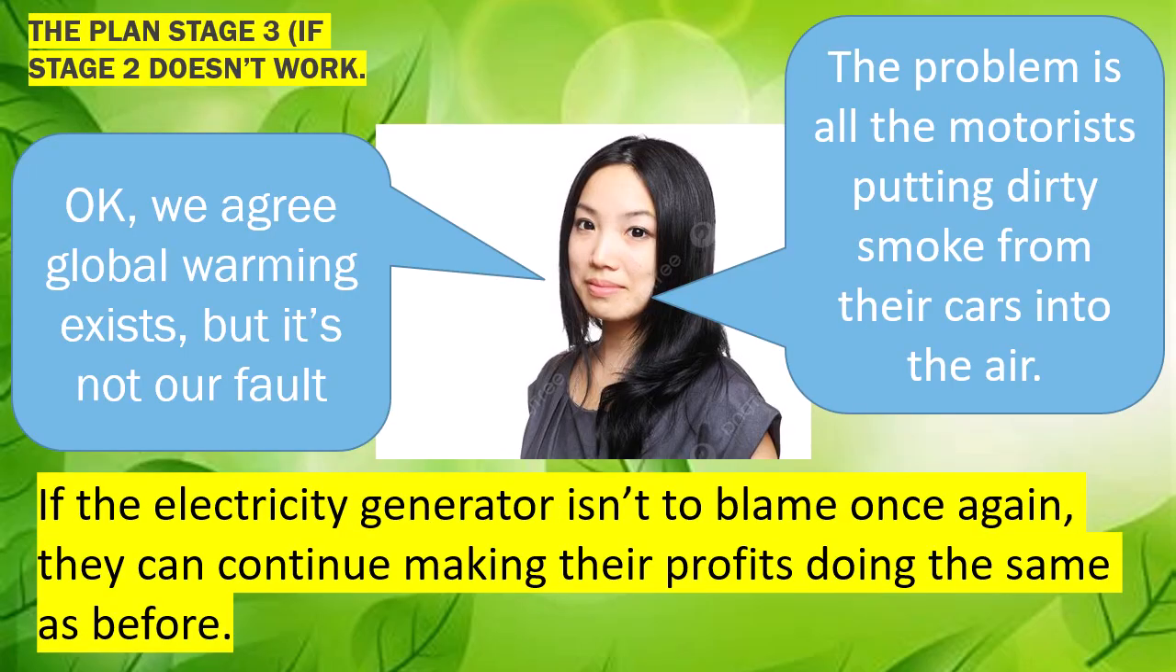So if that doesn't work, they move on to stage three. They say, okay, we agree global warming exists, but it's not our fault. The problem is all the motorists putting dirty smoke from their cars into the air. And if the electricity generator isn't to blame, once again, they can continue making their profits doing the same as before.